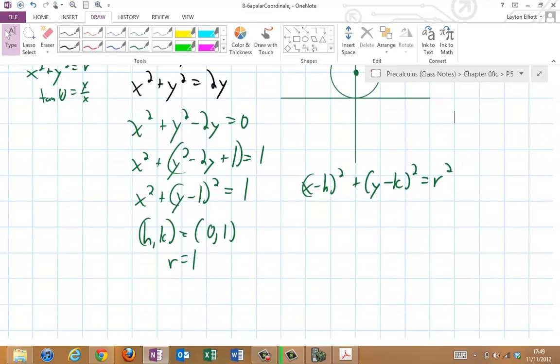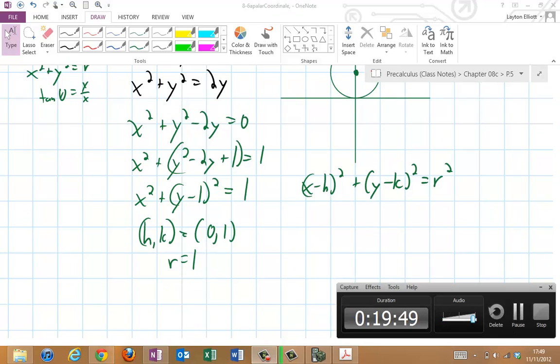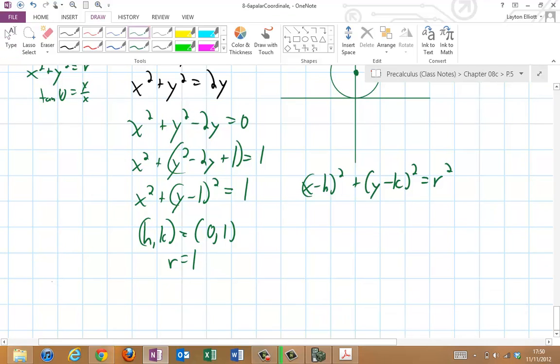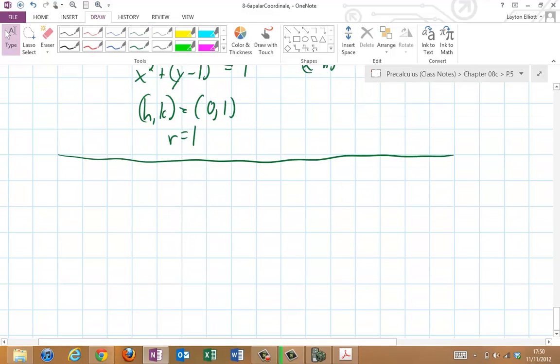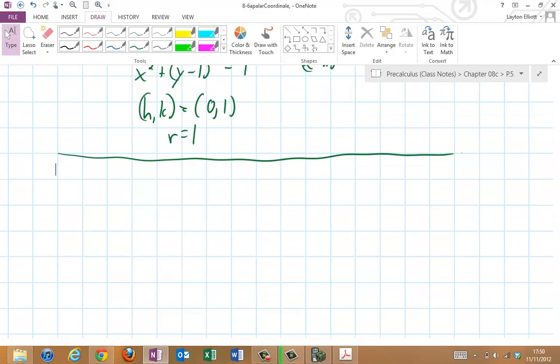Okay, let's try another one of these. You have a section of your homework that actually gives you a few of these, and they challenge you to identify the shape with the code.